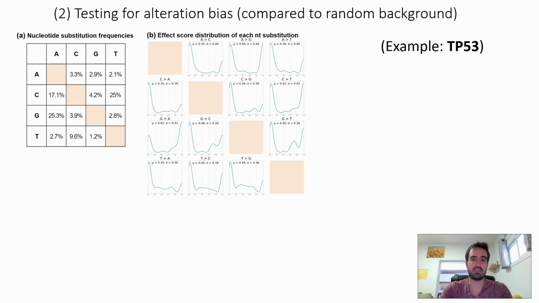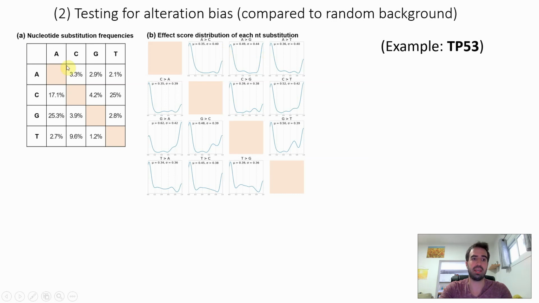Okay, so the second step is to find genes that seem to be more damaged than expected. And for that, we need a background for the effect scores. So here we can actually see a real example from the P53 gene, maybe the most famous cancer gene. Okay, so first what we do, we look at the observed mutations and calculate the frequencies of all the 12 possible single nucleotide substitutions. And then for each one of the 12 substitutions, we calculate its own background distribution.